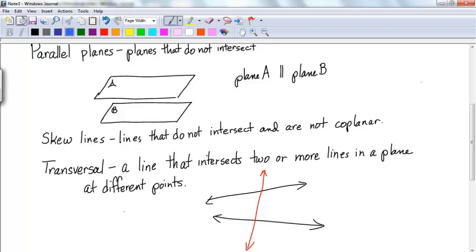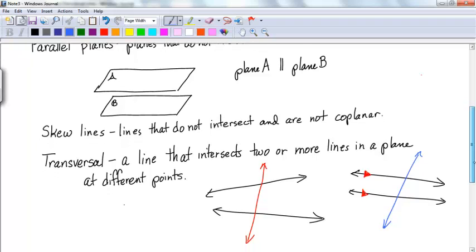Okay, if I have say this line and this line, and these two might be parallel. If these are parallel, I'm going to mark them with that little red arrow. And then this blue line would be a transversal. It cuts or intersects those two lines at different points.